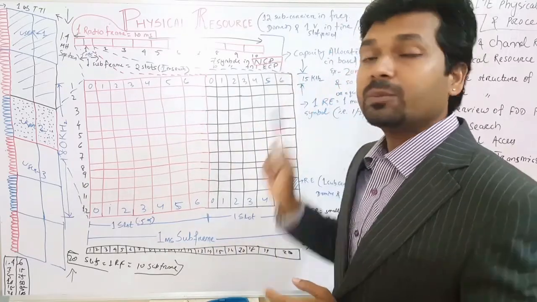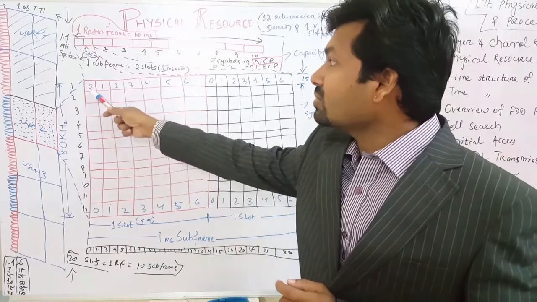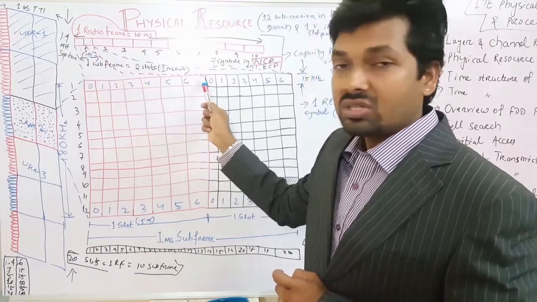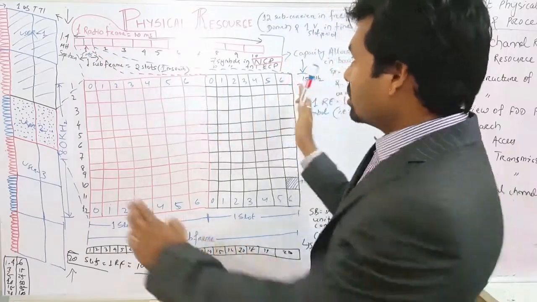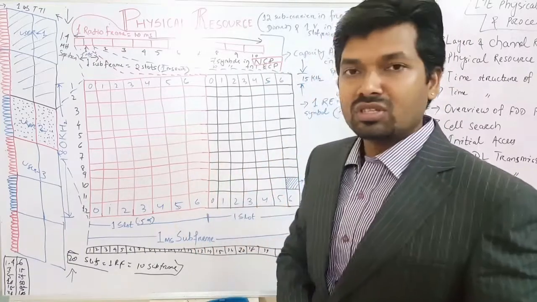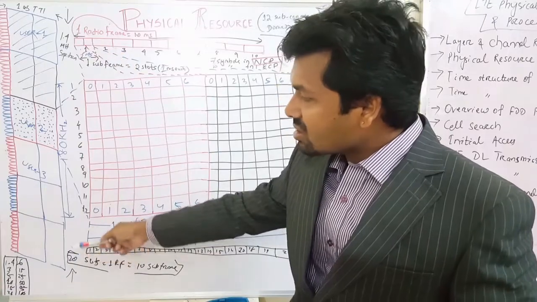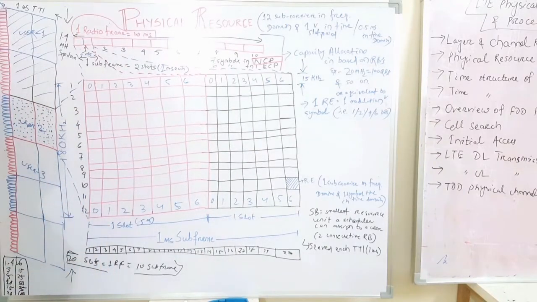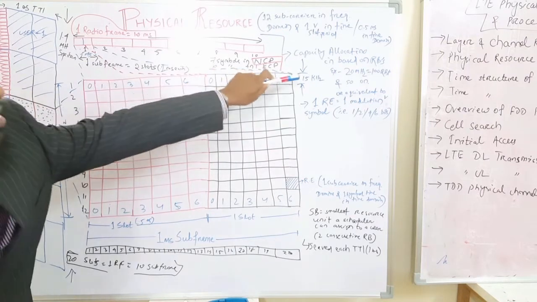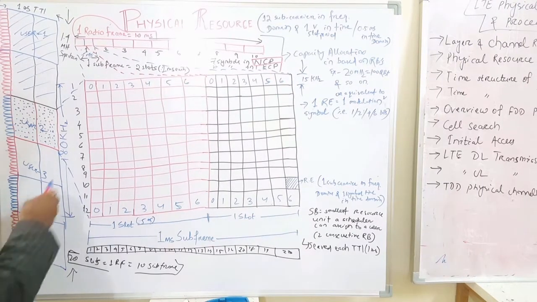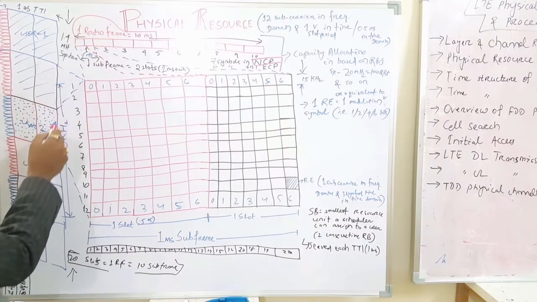If we are using normal cyclic prefix in our network, then we have 7 symbols, 0, 1, 2, 3, 4, 5, 6 in one slot. This is one slot, and this whole thing is the total subframe. As I told, this is the normal cyclic prefix condition. I have taken 1.4 MHz spectrum as an example. So this is the total 1.4 megahertz and these are the subcarriers, 12 subcarriers, 15 kilohertz each. So 15 into 12 is 180 kilohertz. This is 180 kilohertz, like this much.